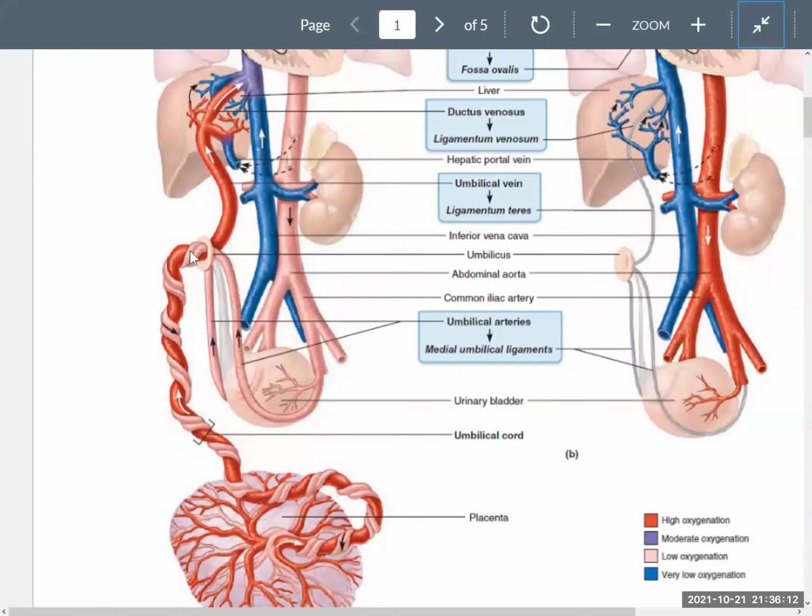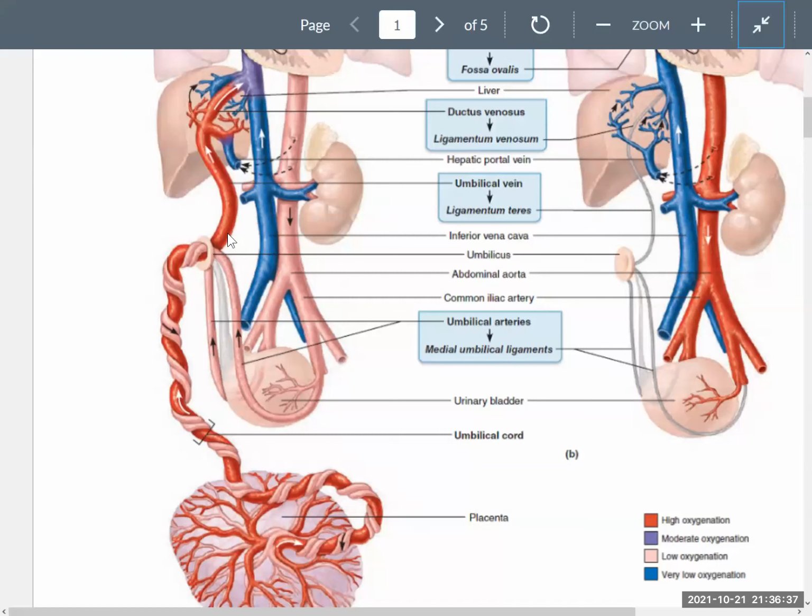Yes, it's a vein because it's traveling towards the heart. That's our definition of vein. This is not an artery, even though it's carrying oxygenated blood. Veins sometimes carry oxygenated blood, and here's the best example. So it's going right through the center here.